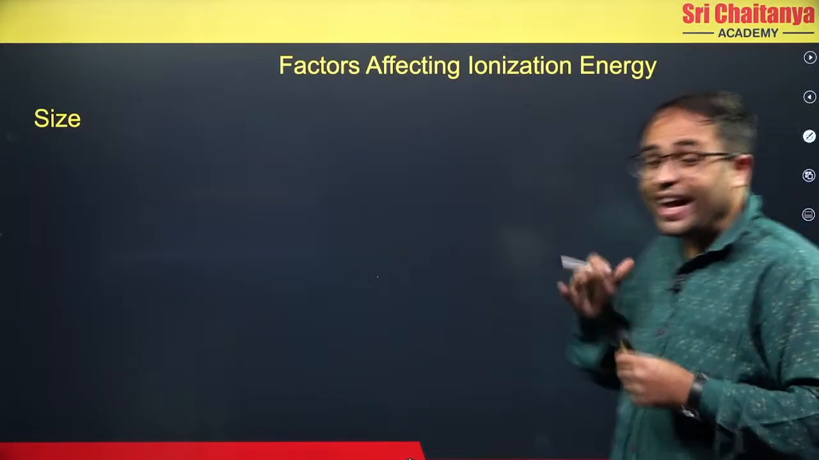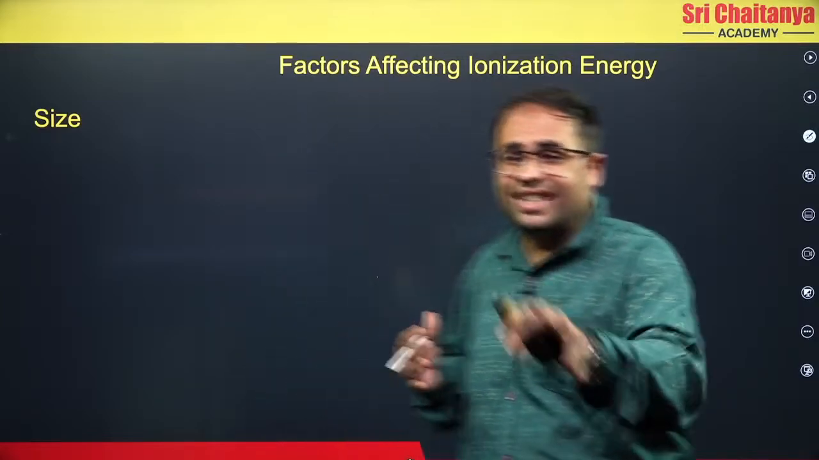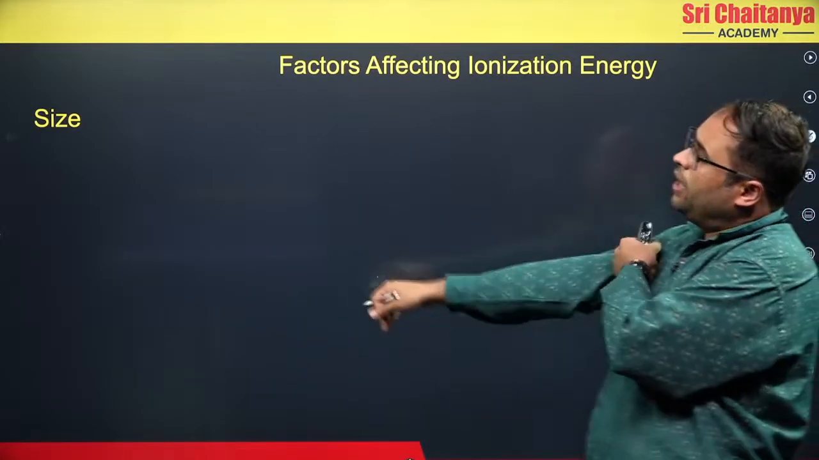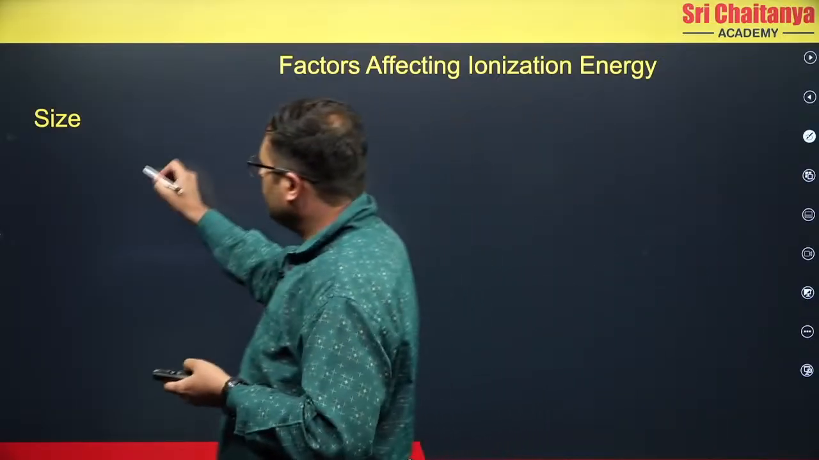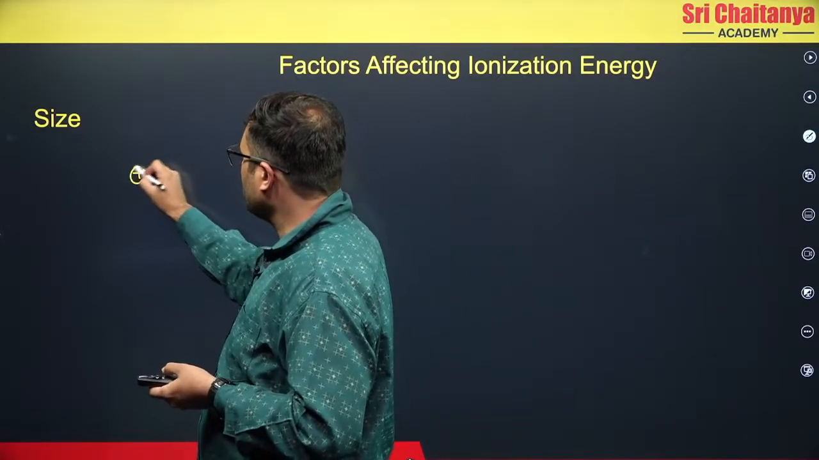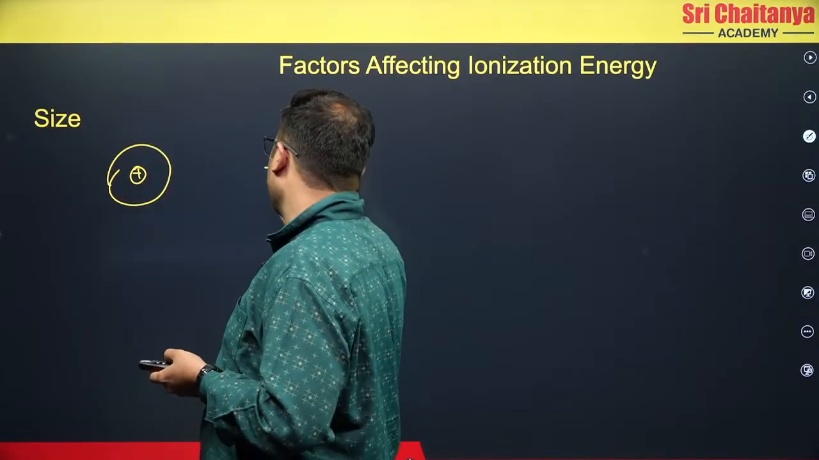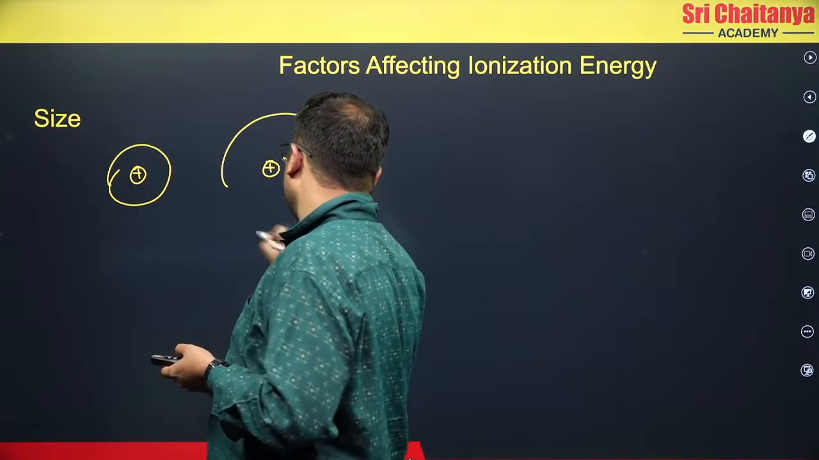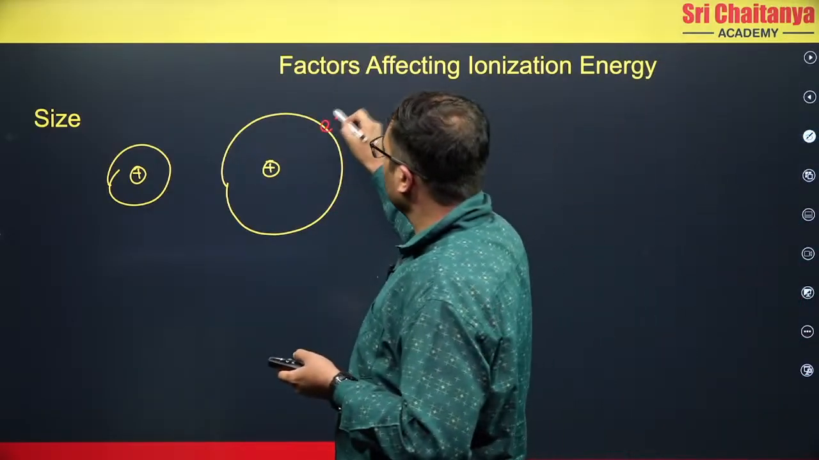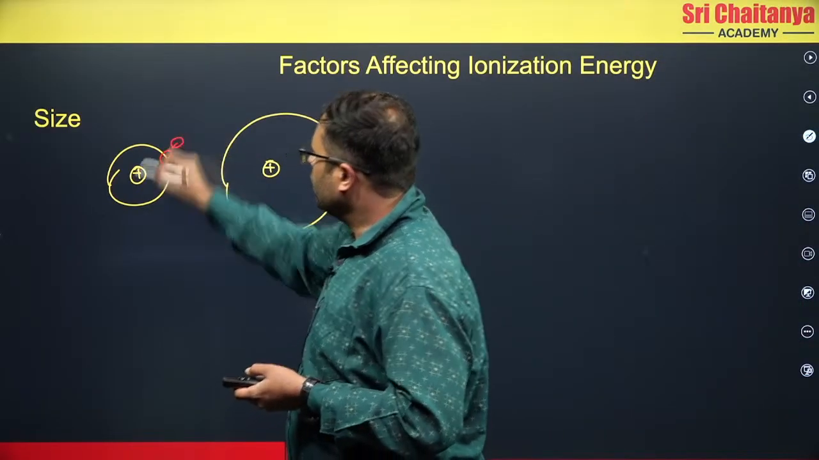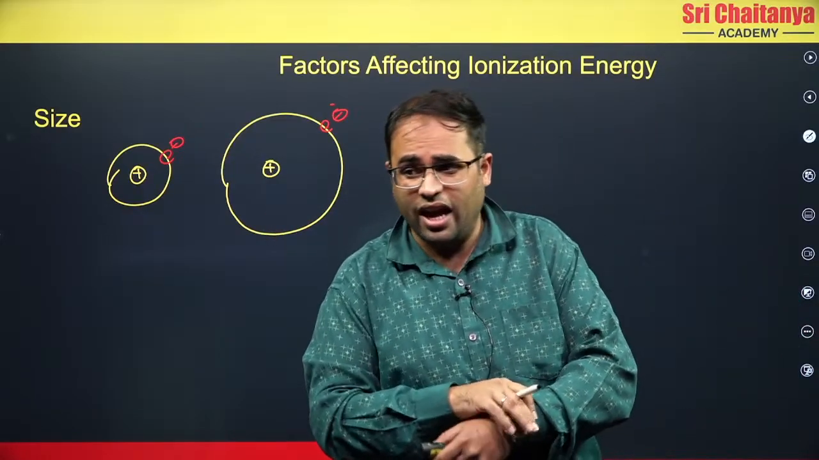Let us move on to the factors affecting ionization energy. How will you see the factors affecting them? Size, right? How does size affect it? So suppose you have an atom. One atom is like this. This is the valence shell of this atom. And one more atom is there like this. And both of them have an electron in its valence shell. Remember, this is just the valence shell, right?